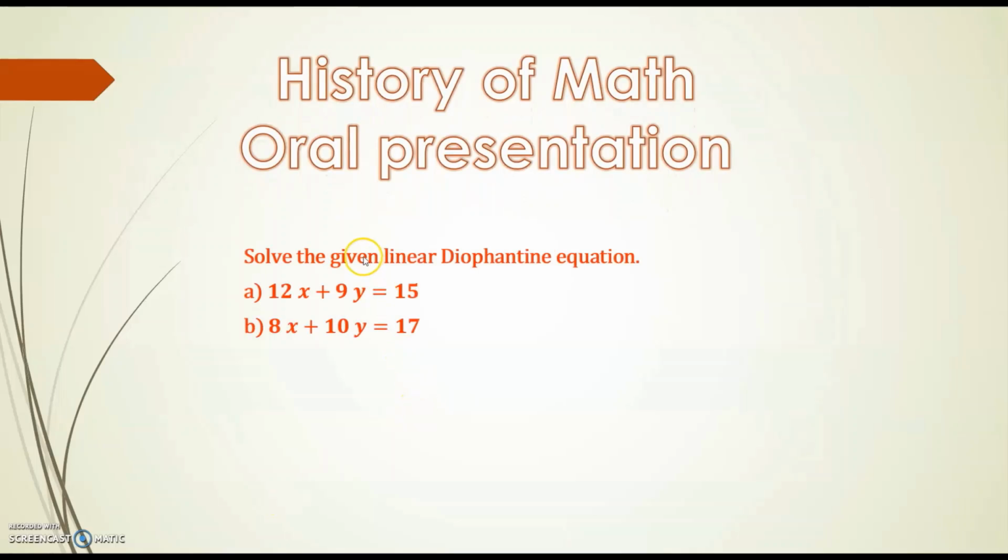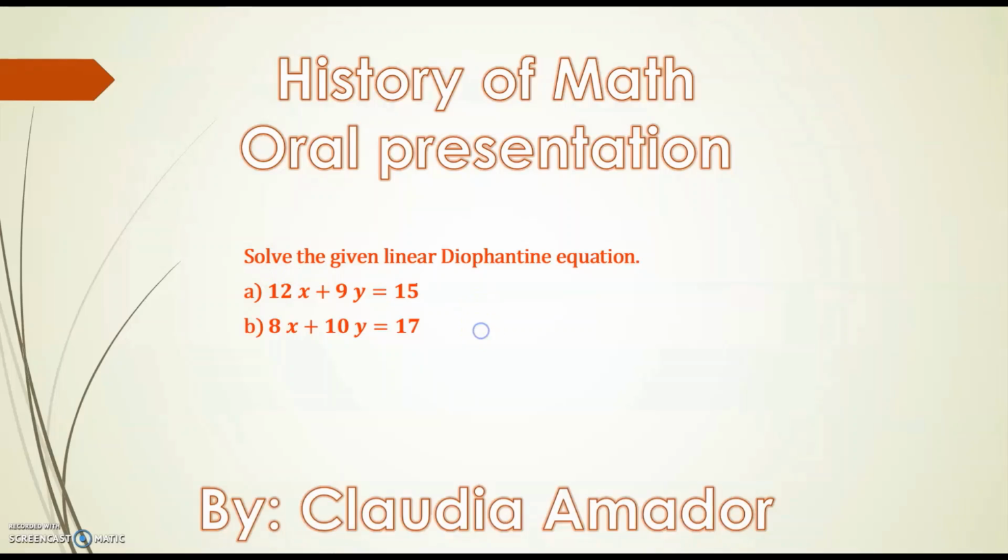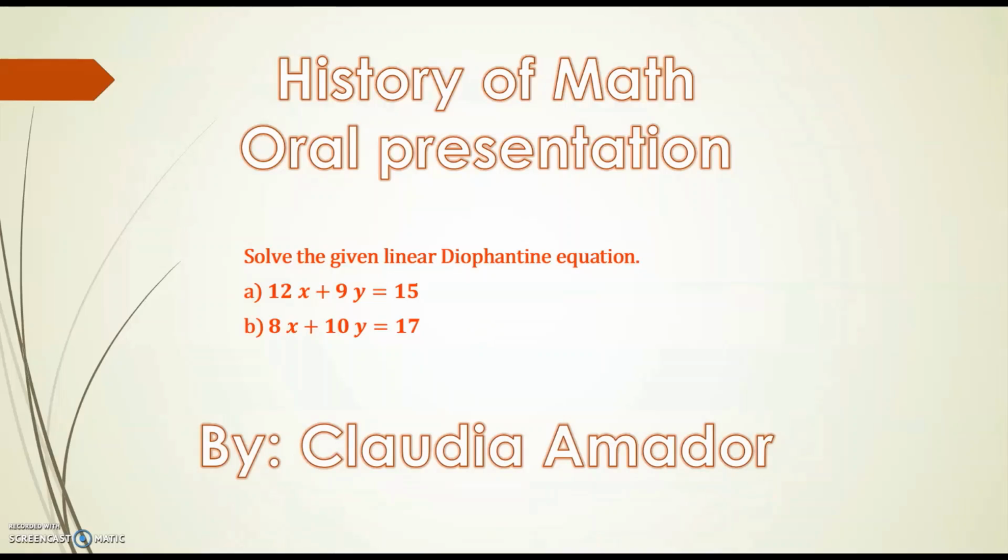I selected the problem that says to solve the given linear Diophantine equation. Part A says 12x plus 9y equals 15. And part B says ax plus 10y equals 17. So I'm going to explain detail by detail how to do both part A and part B.